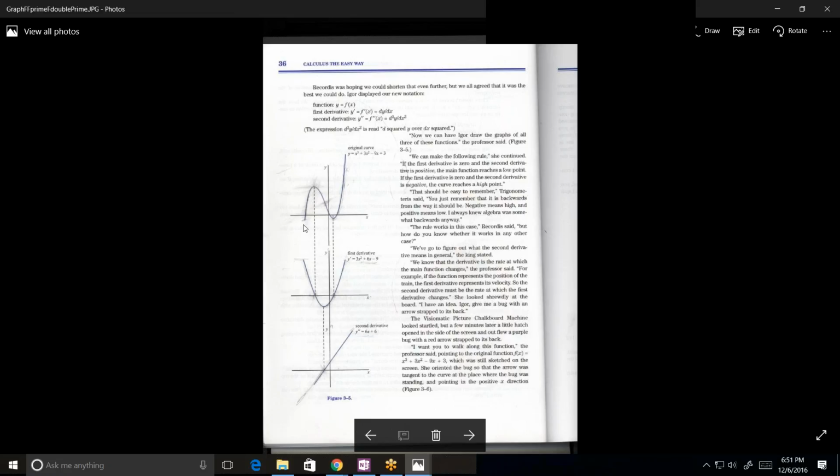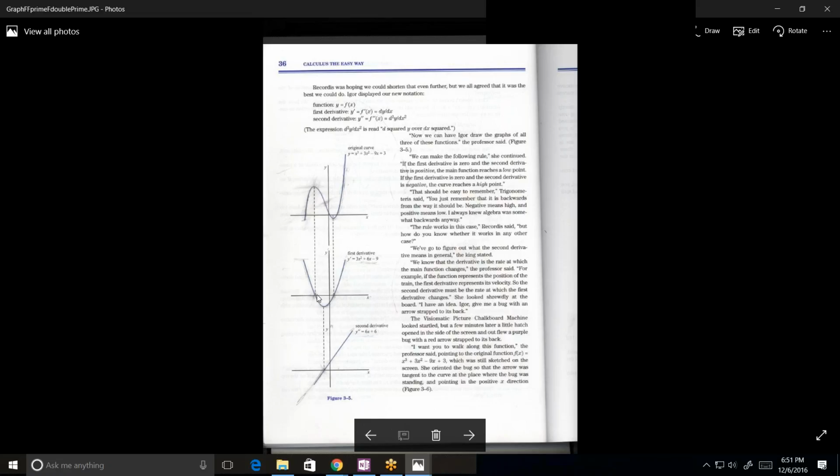Let's examine it. When the original function is increasing, what is the first derivative? Positive or negative? Negative. Look at it. When the original function is increasing, the first derivative is in positive territory. You're saying negative because you see it decreasing. Do not confuse increasing, decreasing with positive and negative. They're not the same thing. The original function's y value is positive.